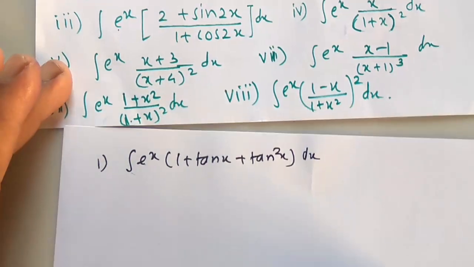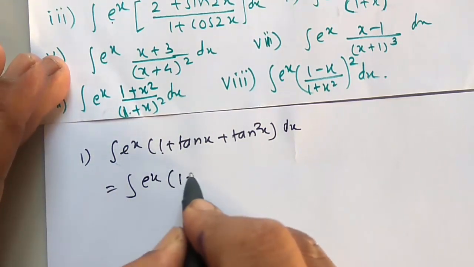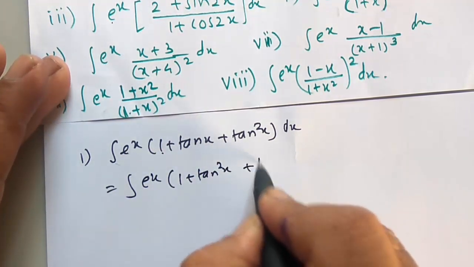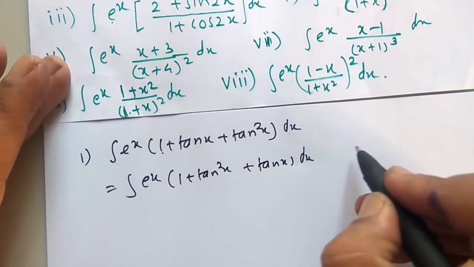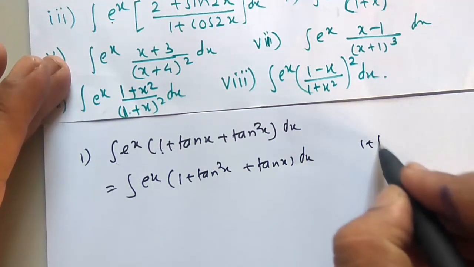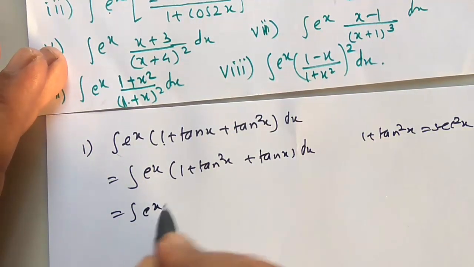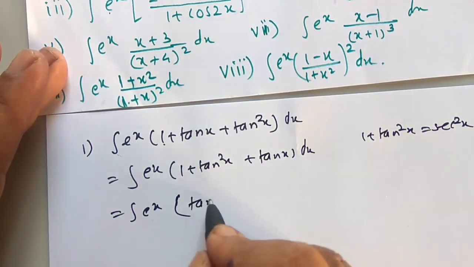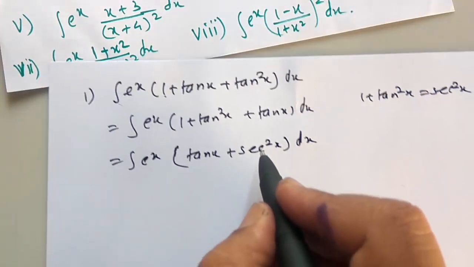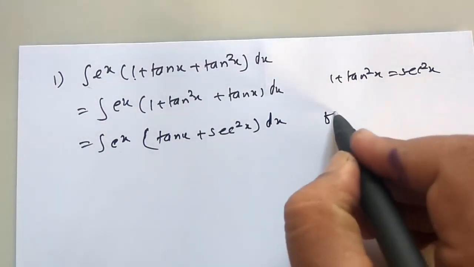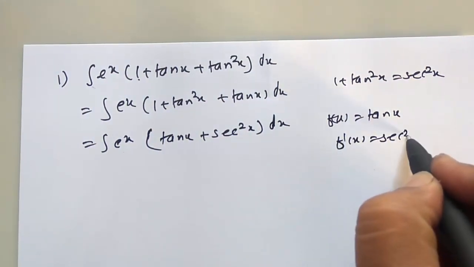Now we take 1 plus tan square x together. We shall see 1 plus tan square x plus tan x dx. The identity: 1 plus tan square x is equal to sec square x. So this is equal to e raised to x, tan x plus sec square x, and we know that sec square x is the derivative of tan x. So f of x is equal to tan x and its derivative is sec square x.